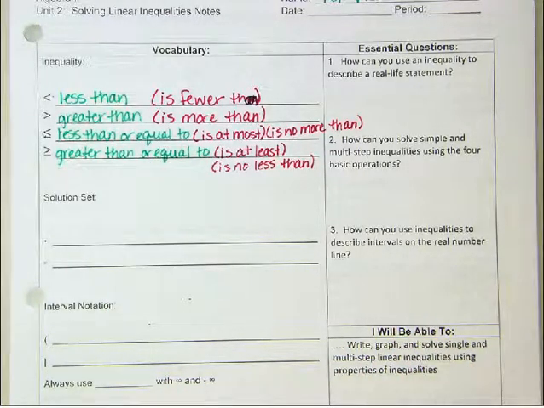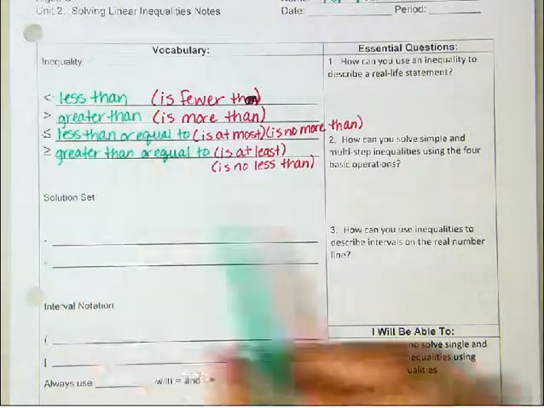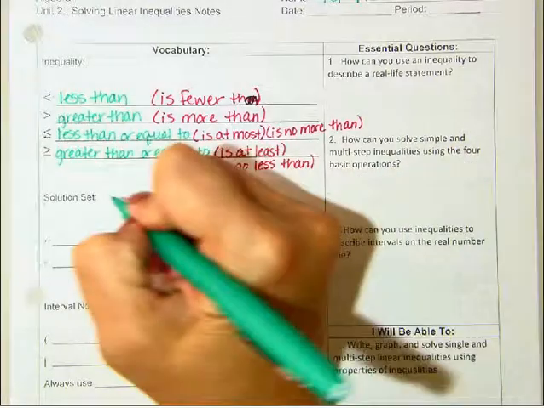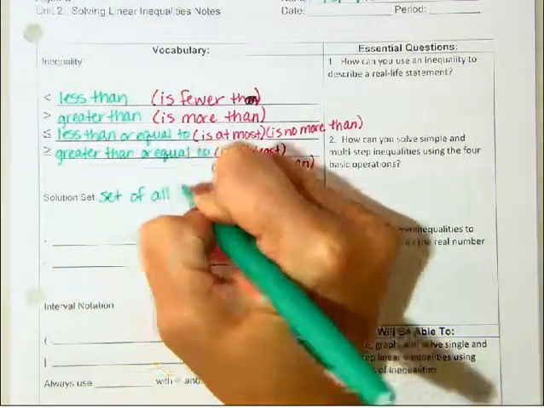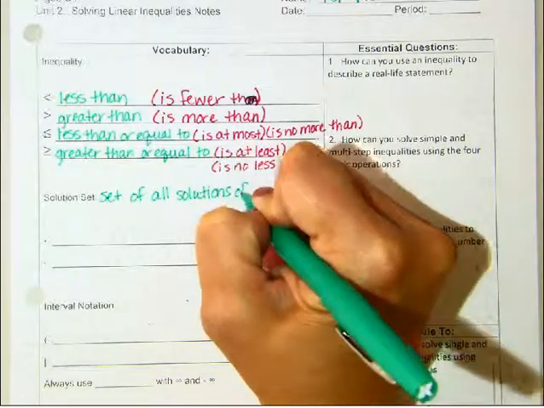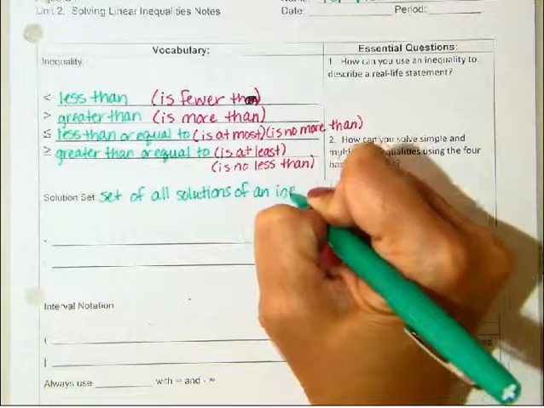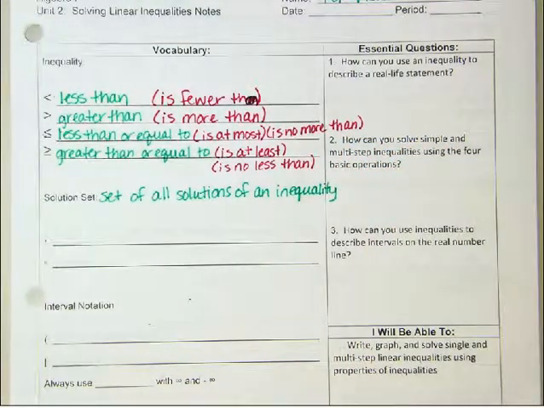So, when we had equations, we would solve and we would get a solution. But with inequalities, we have a solution set. Okay, that is the set of all solutions of an inequality. Because an inequality can be multiple numbers. Lots of things will work.